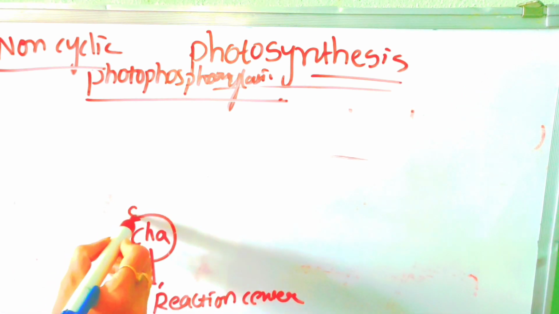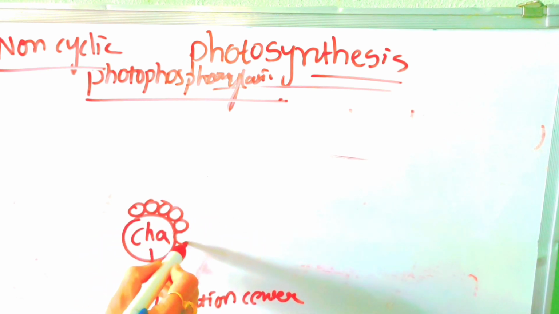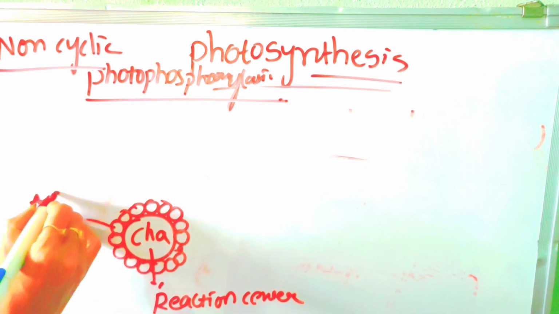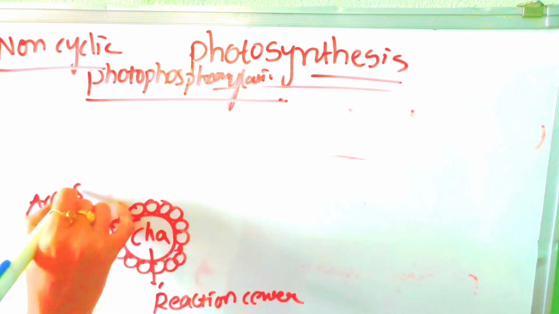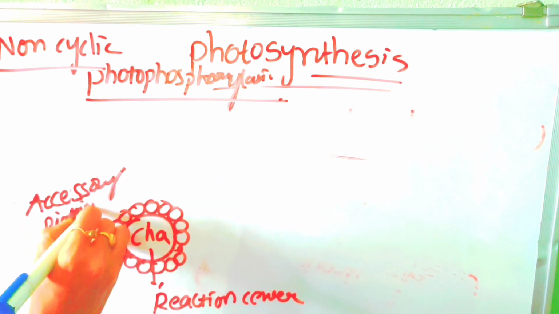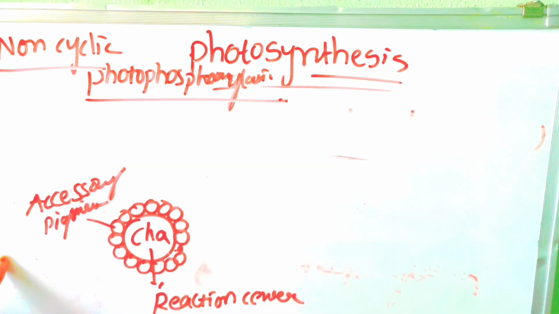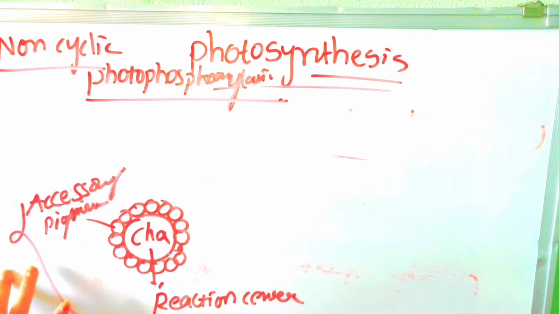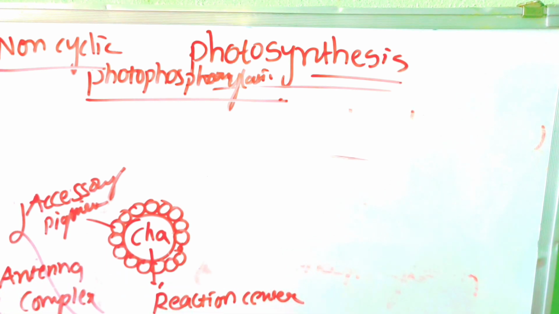Okay, next, surrounding the reaction center, some important molecules are present in the leaf of the plant. What are these important molecules? These are called accessory pigments. The combination of the accessory pigments and the reaction center is called the antenna complex. What is this? Antenna complex. This is very important for NEET.